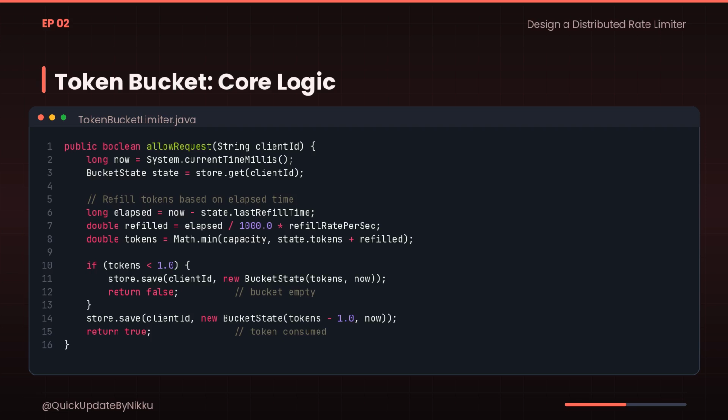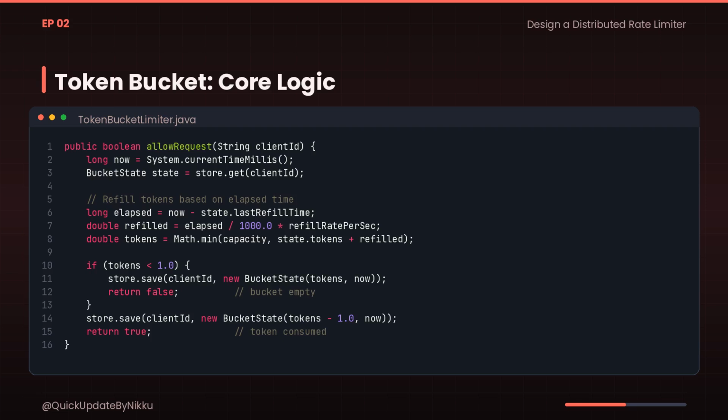This is the essential kernel of a token bucket implementation. On every request you fetch the stored state, compute how many tokens have accumulated since the last check using elapsed time and the refill rate, cap at capacity, then either reject if the bucket is empty or subtract 1 token and allow. The entire decision is O(1) and requires only 2 fields of state per client, current token count and last refill timestamp.